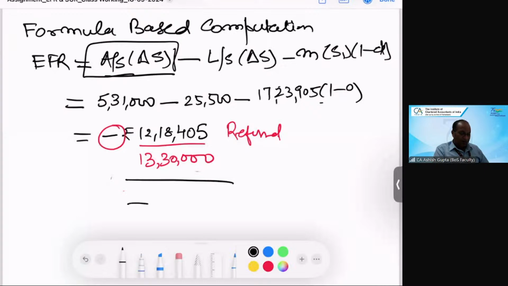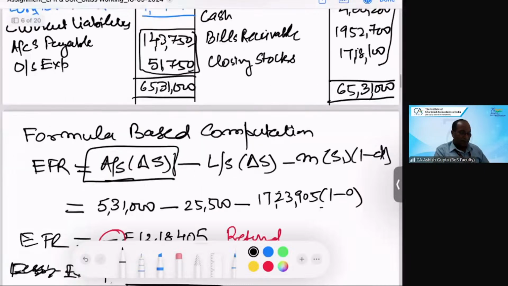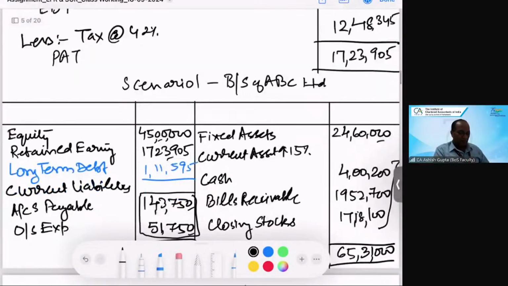So ultimately, the balance left with me is 1,11,595. This is the existing debt, sorry. So it is EFR. So ultimately, this amount is matching.